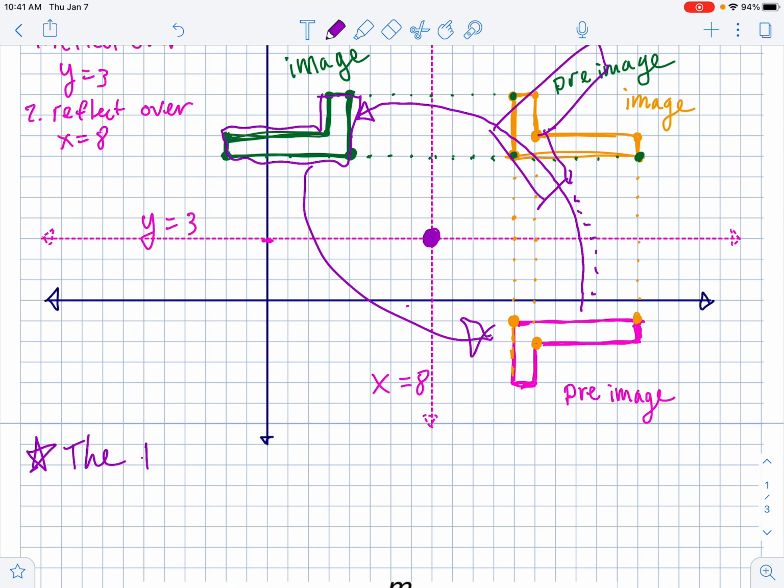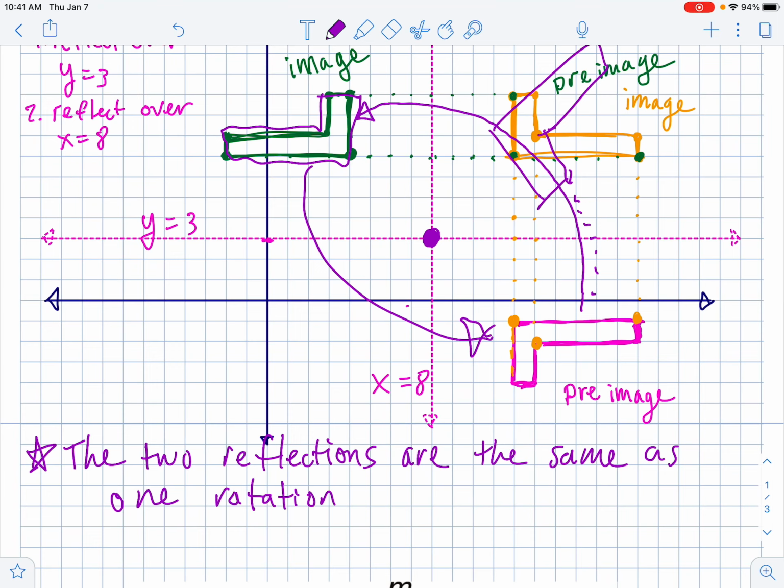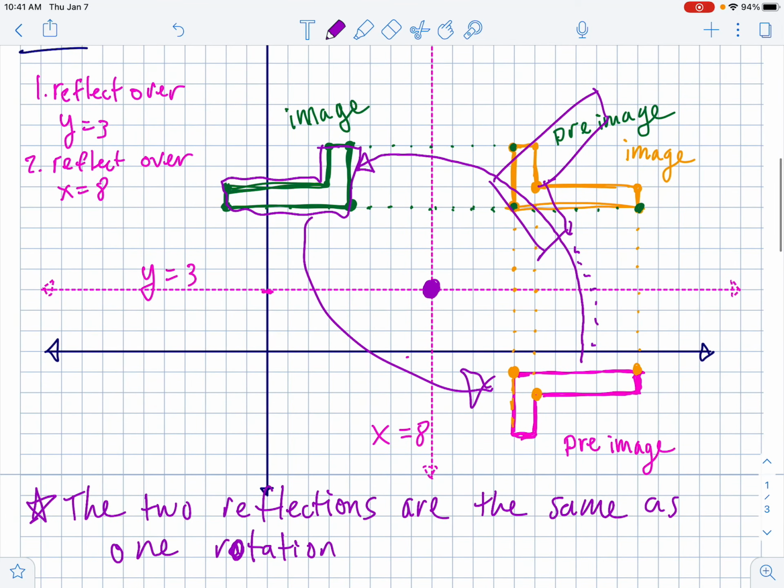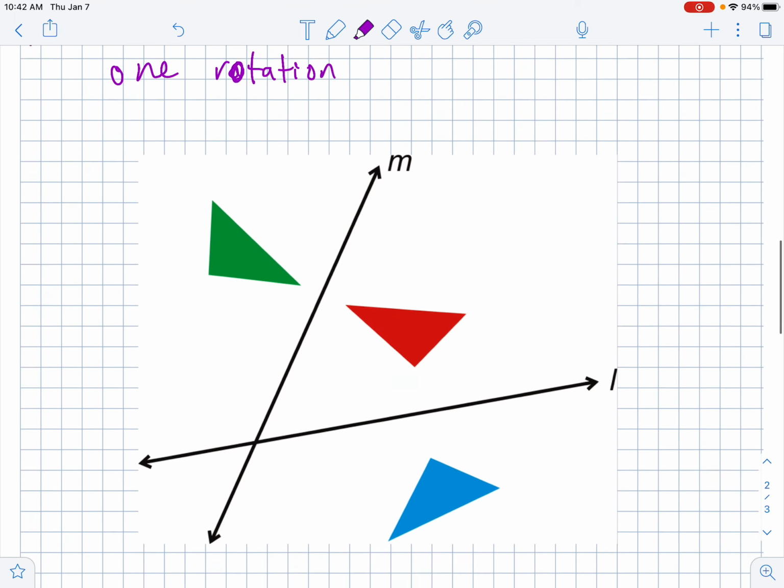So the two reflections are the same as one rotation. That's really the main point of this video, is to show you guys that if you reflect twice, it's the same as rotating around the point where the two reflections meet, the two lines of reflections cross.